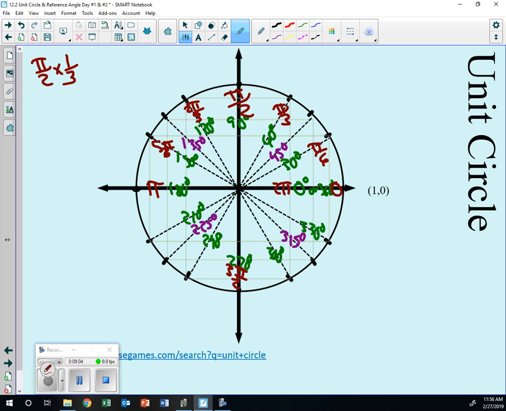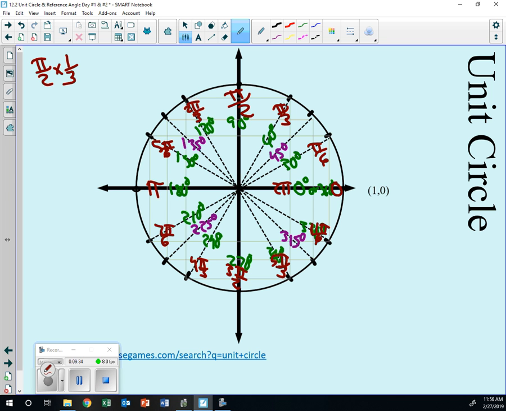Great. 7 pi over 6. 8 pi over 6 is 4 pi over 3. 9 pi over 6 is 3 pi over 2. 10 pi over 6 is 5 pi over 3. And then you're going to get 11 pi over 6. And then that will be 12 pi over 6.